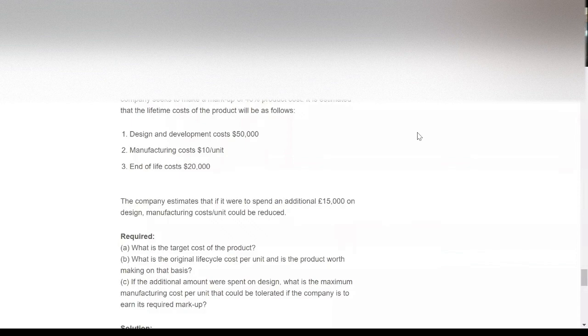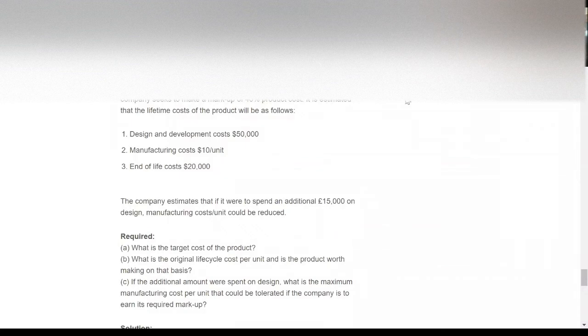Hi everyone. So what I've decided is that we will be doing one example from the technical article, the same article which I showed you earlier for life cycle costing and target costing. So that would effectively cover an example for both topics. And if you guys want more practice, you can definitely go to the past papers and do more and more practice as well. So this is the example we have.